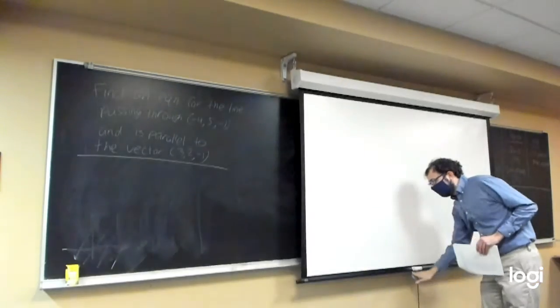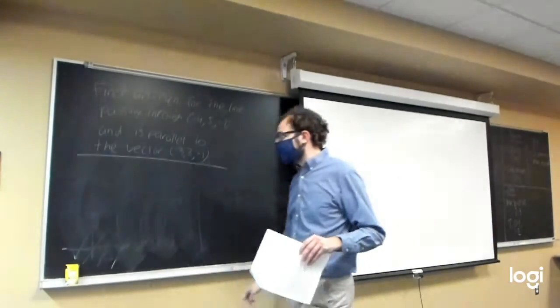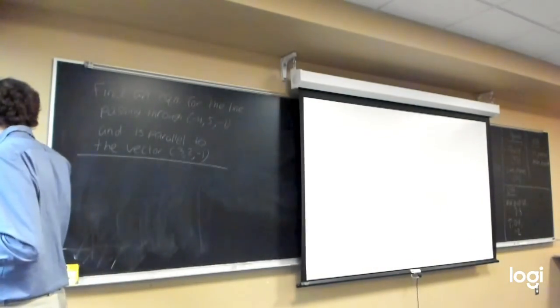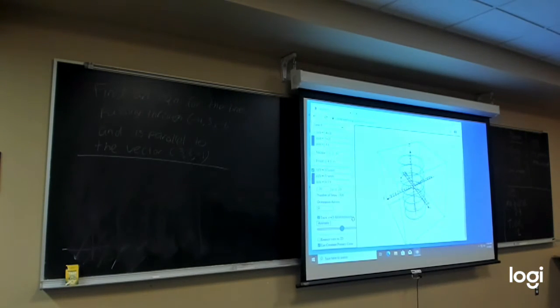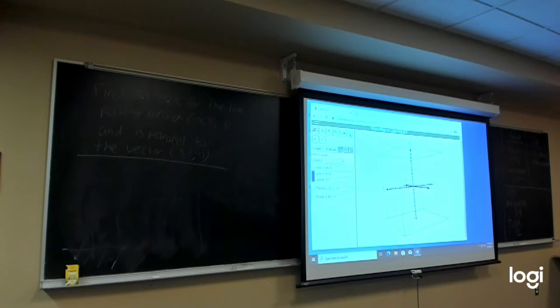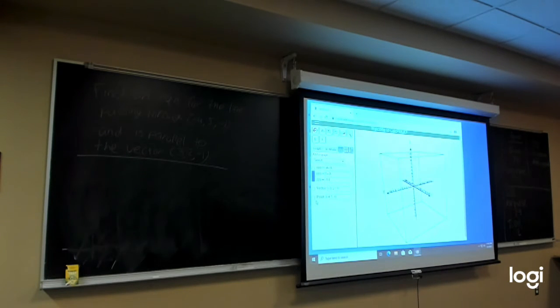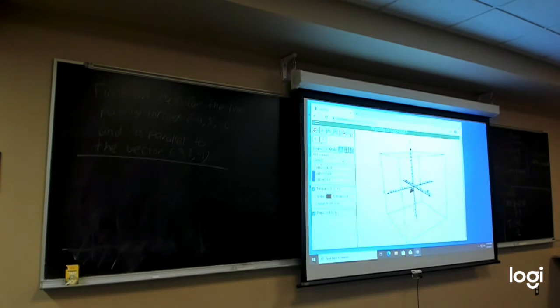So I'm going to pull this down for just a second. Okay, wake up. Let's say now we're looking in 3-space. We have this point right here at (-4, 5, -1), and a vector (3, 2, -1).